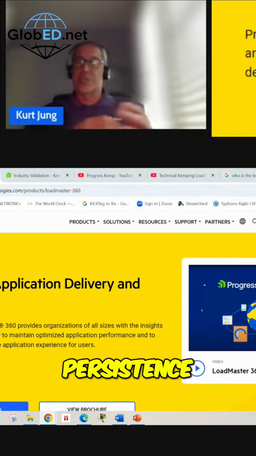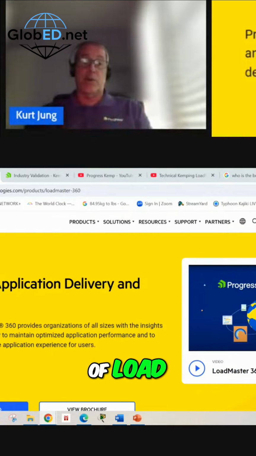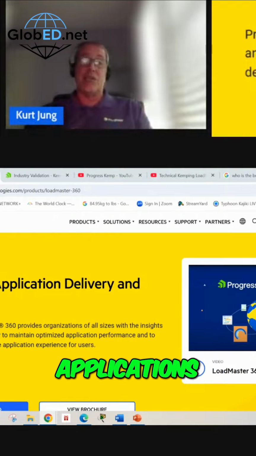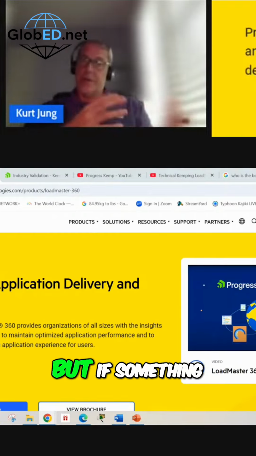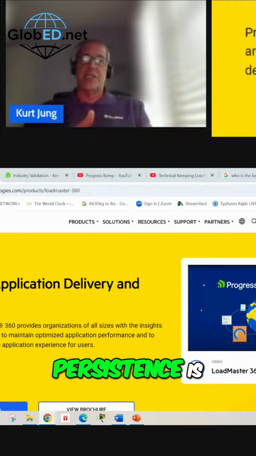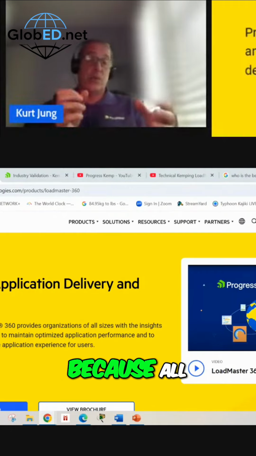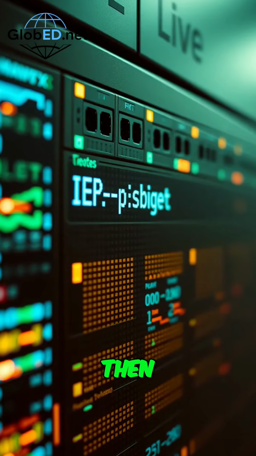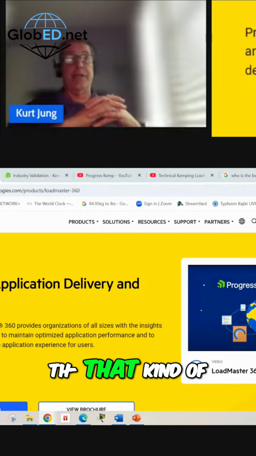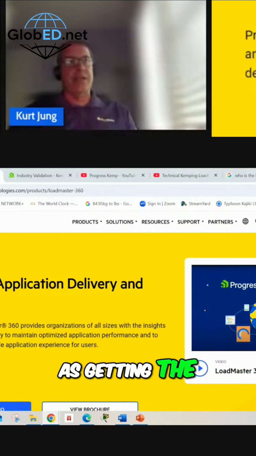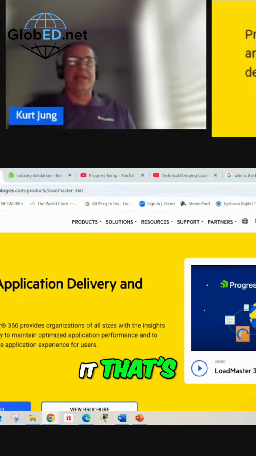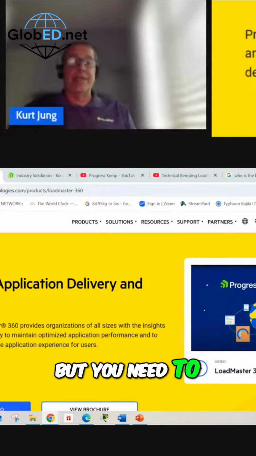So persistence is a key piece of load balancing when it comes to those kind of applications, that you need to have the user session on that. But if something changes where all of a sudden the persistence is now a bit of a problem because all the traffic is coming from one, then you're going to have that kind of issue. So being on top of getting those insights is just as important as getting the availability and scalability. I mean, that's all required, but you need to see what's going on.